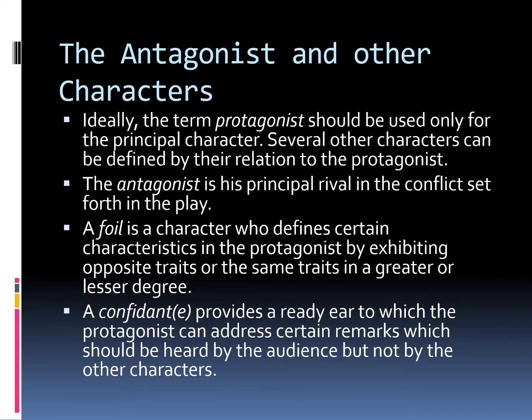The antagonist and other characters. Ideally, the term protagonist should be used only for the principal character. Several other characters can be defined by their relation to the protagonist. The antagonist is his principal rival in the conflict set forth in the play. A foil is a character who defines certain characteristics of the protagonist by exhibiting opposite traits or the same traits in a greater or lesser degree. A confidant provides a ready ear to which the protagonist can address certain remarks which should be heard by the audience, but not by the other characters.